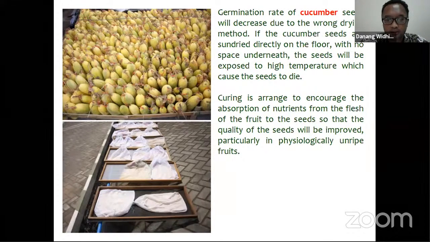Lalu yang kedua, masih hampir sama, untuk benih timun. Benih timun ini juga dilakukan curing atau penyimpanan seperti ini, dan ada fermentasi juga, tetapi untuk curing ini fungsinya agak sedikit berbeda. Ini untuk mendorong terjadinya penyerapan nutrisi dari badan buah oleh benih, sehingga bisa meningkatkan kualitas benih itu, terutama untuk benih-benih yang belum masak secara fisiologis. Hal ini juga dilakukan di tanaman semangka.